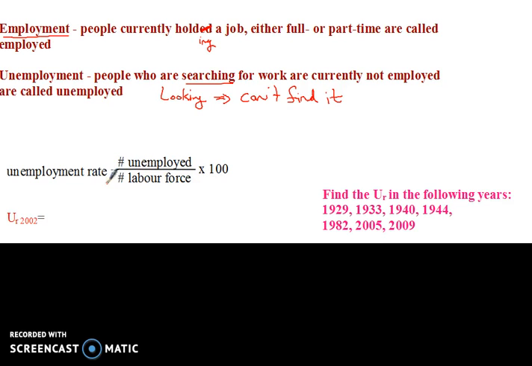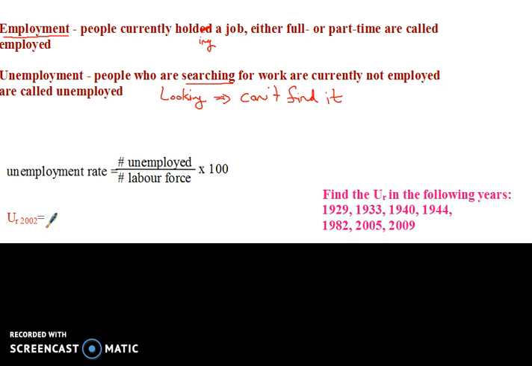You have the labor force. These are all the people, let's just say, that are looking for work. We'll tighten that definition up a little bit later. They're trying to find work, and some of them find work and some of them don't. The ones that don't are called unemployed. We want to know what percentage of the people in the labor force looking for work can't find it and are therefore unemployed. That is called the unemployment rate. I'm going to calculate the unemployment rate for the year 2002.